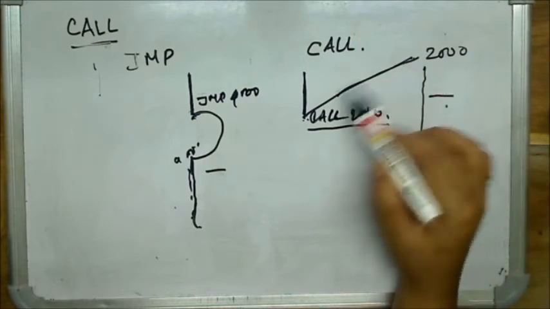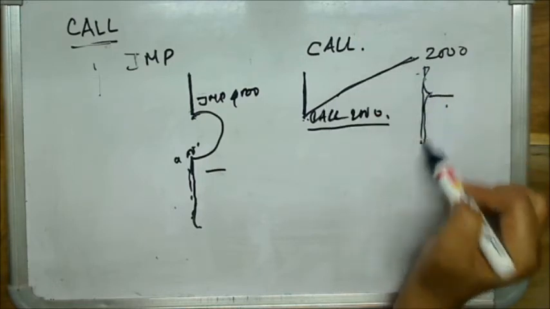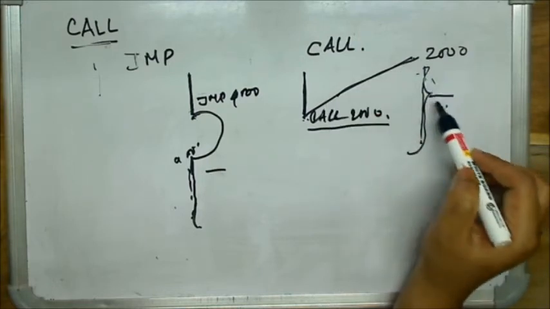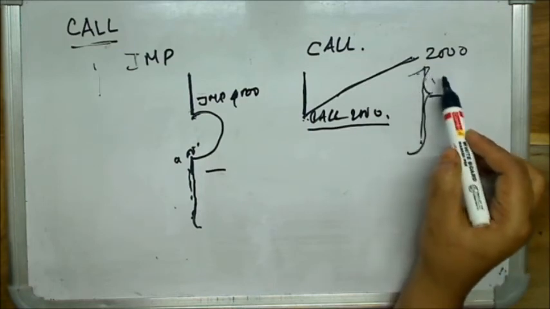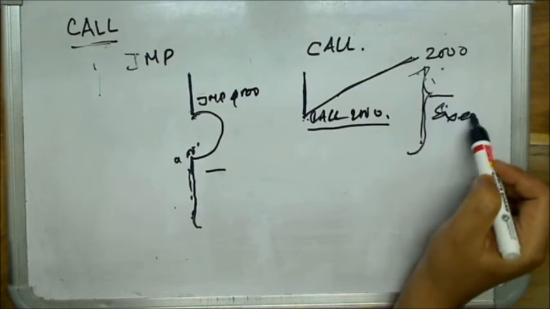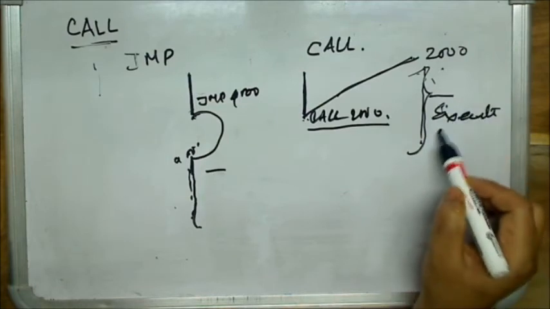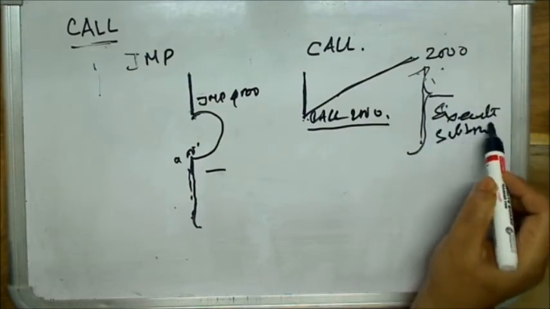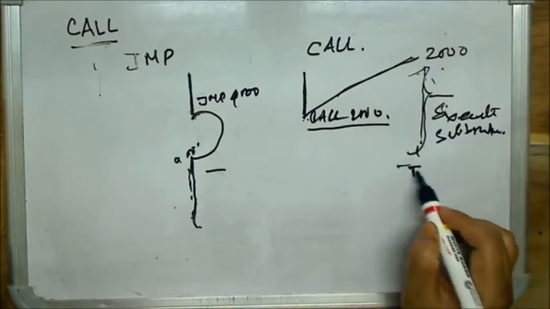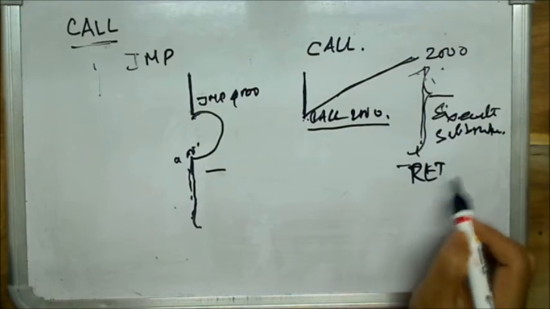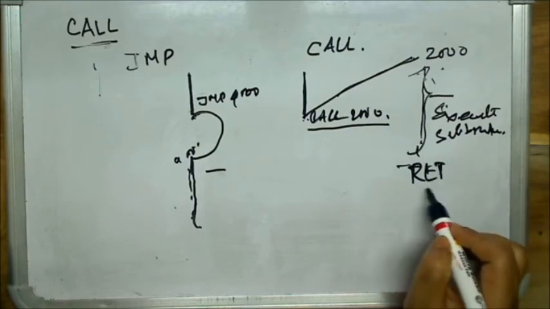So you call the subroutine. There is some subroutine written over there, some function you have written over here. You call the subroutine and execute the subroutine. Then you find the next instruction after the subroutine, that is return. Only return, no address.